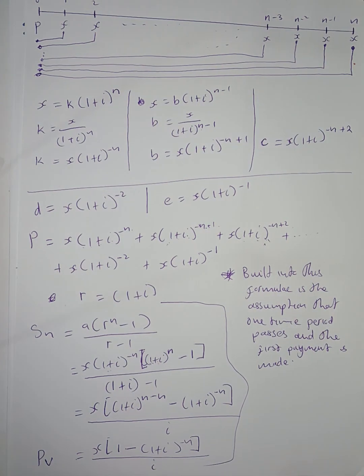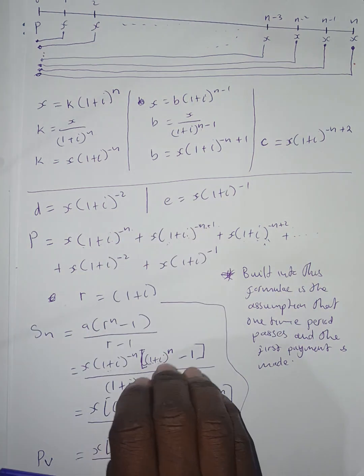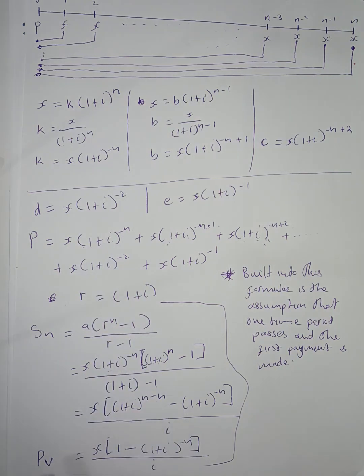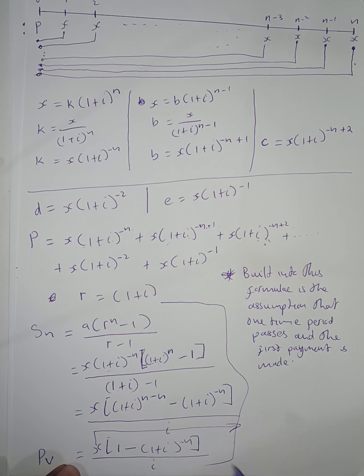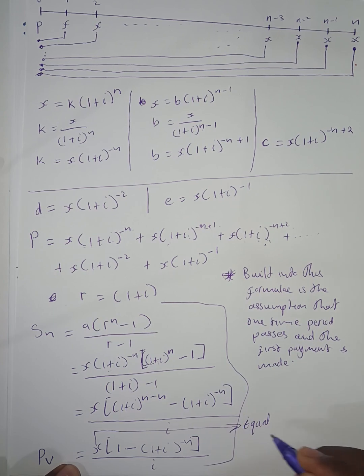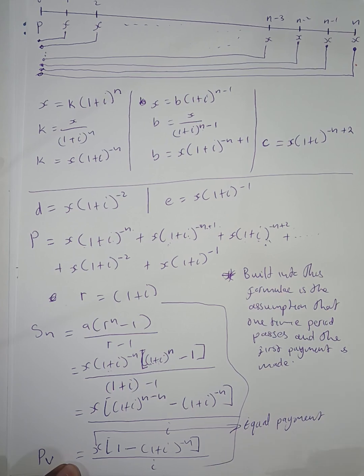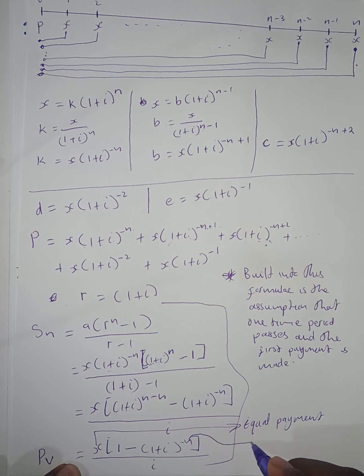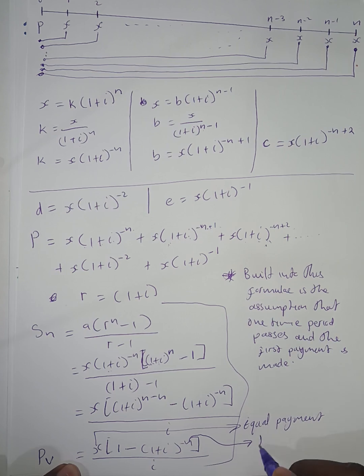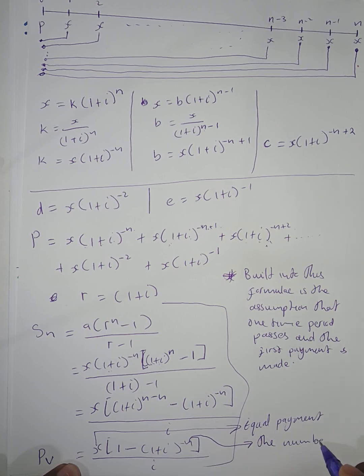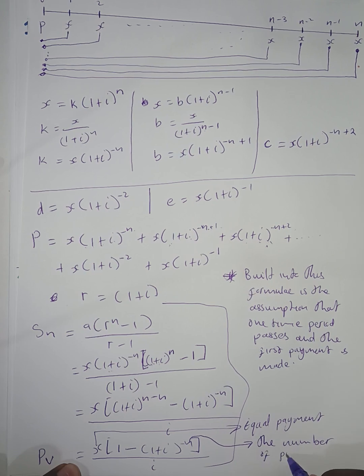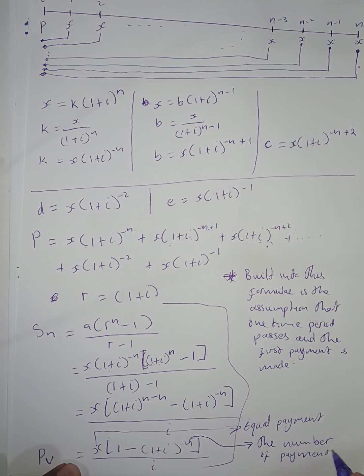And what we're going to do right now is look at some examples. We don't need to know the proof of the present value annuity. But what I need you to notice is that this x stands for the equal payments, n is the number of payments, and i stands for the interest rate. So that's one thing that I need you to note.